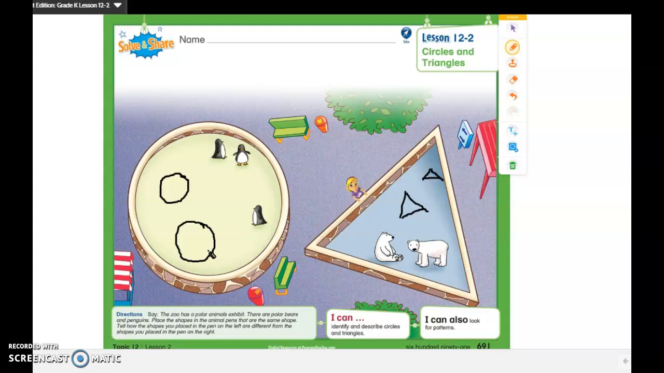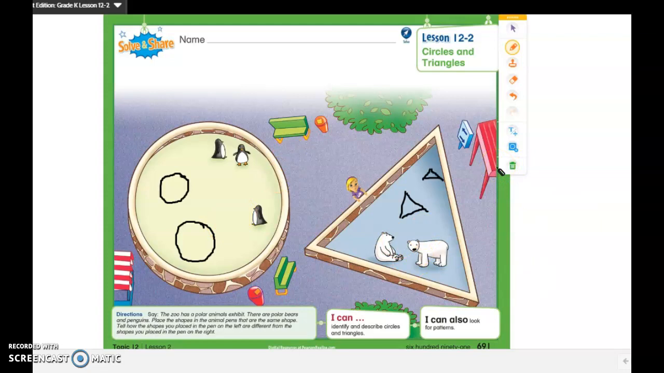What shape is the penguin's pen? It's a circle. Very good. Circle. It sounds like it starts with an S sound, but it actually starts with a letter C. That's one of those complicated things about reading. Doesn't always make so much sense. So look at the polar bears over here. What shape is their pen? And what shape did I make inside? They're triangles. Good. So we see circles on one side and triangles on the other. And that's great. We can pick out the circle and the triangle.